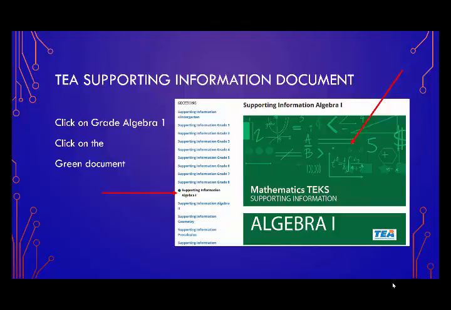So at this time, I want you to go ahead and pause the video and go through the document and see what the state has to say about our TEKS: A.2b, 2c, 2d, 2e, 2f, 2g, 3a, 3b, 3c, 3e, 4a, 4b, 4c, 12b, and 4e. When you're ready, you can press play to resume the video.